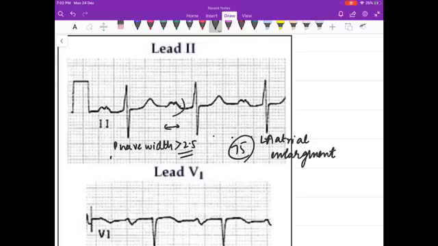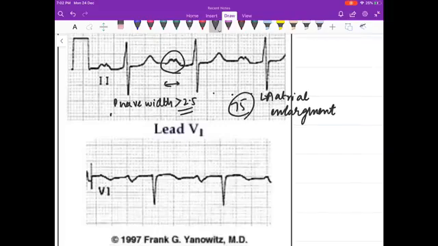In lead 2 we see an increase in the width, and in lead V1 we see that the negative peak of the left atrium is increased. The negative height of the left atrium is increased, and it is called P mitral.